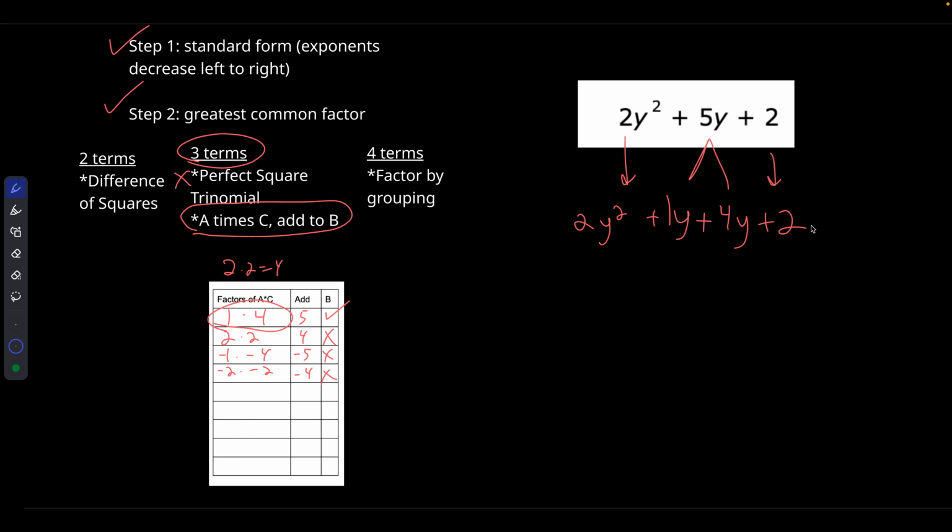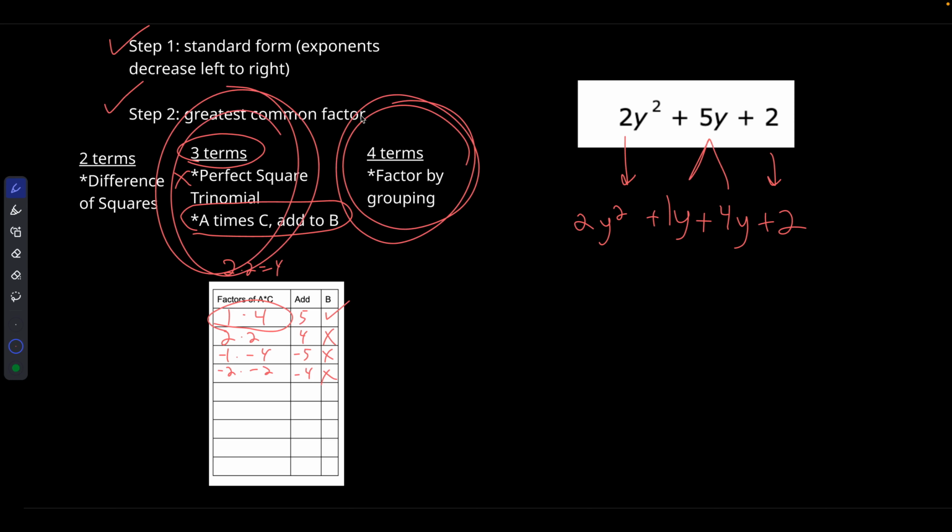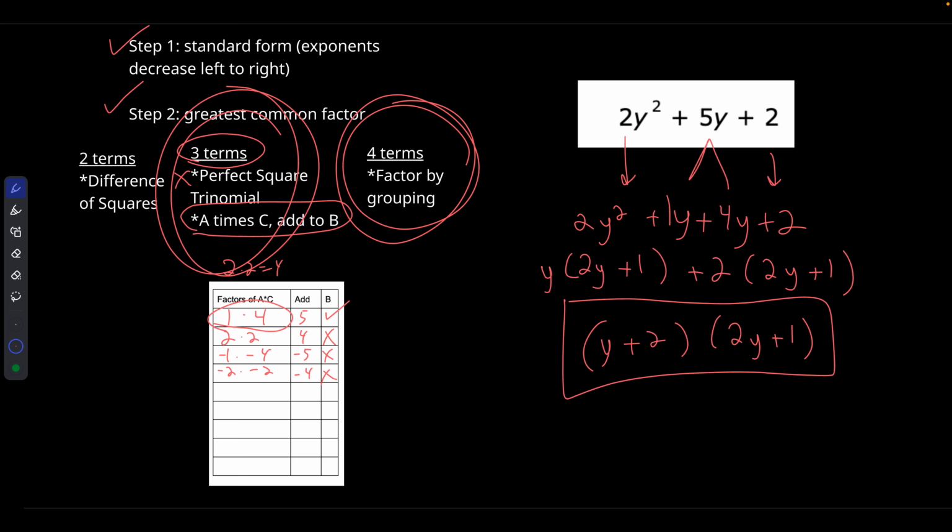Now we are no longer on a 3-term problem. We are now on a 4-term problem, which can be solved by factoring by grouping, which we should already know how to do. And so here is the work. Again, we should already know factoring by grouping, so here's your final answer. The only new part today is going from 3 terms to 4 terms, basically.